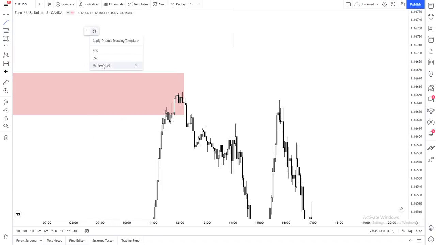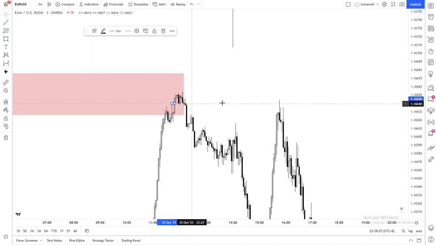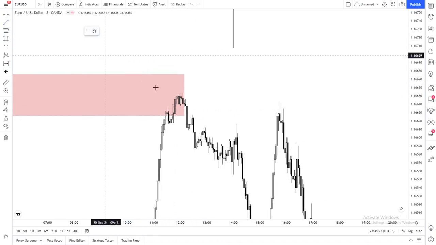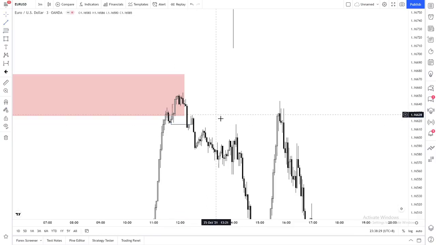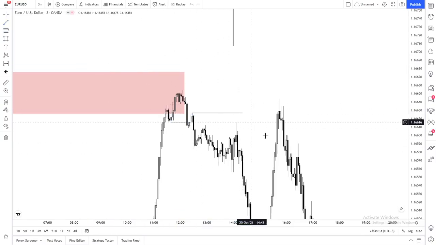And we can see, take the lick. This all happened in Asia. Take the lick, break the structure, leave this liquidity behind. Am I right?